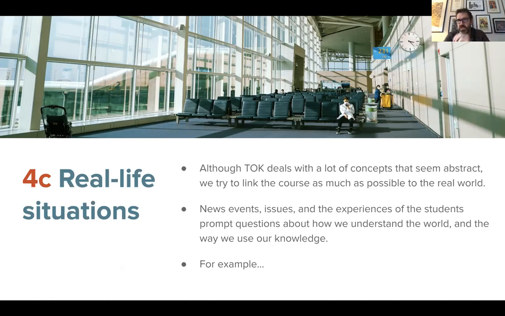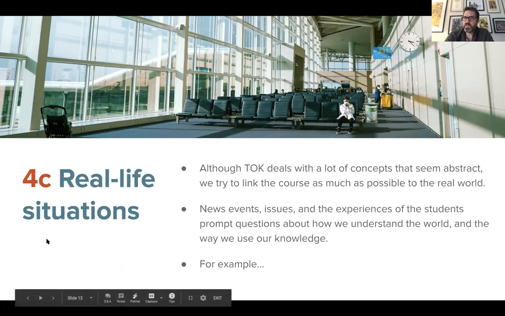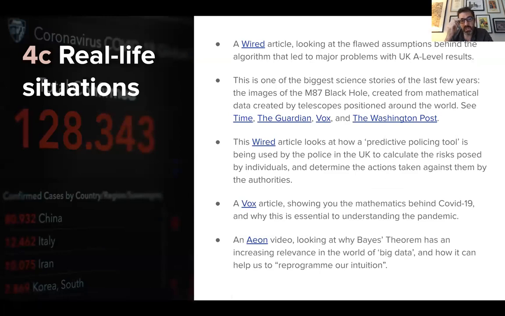So as much as possible, I design my lessons, I design my course around what's going on in the real world right now, try and make it as contemporary as possible to show students that TOK really matters. It's really important that the ideas that they learn can be applied to the real world. And this works for mathematics, real life situations for us in TOK. Here are a few that I've come across recently.